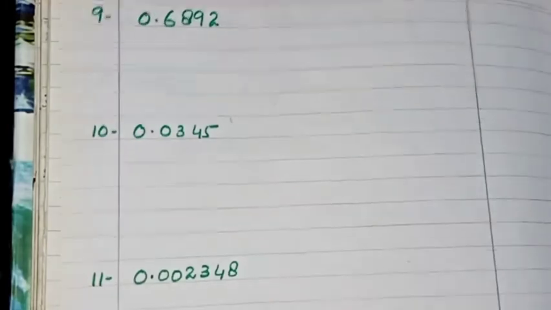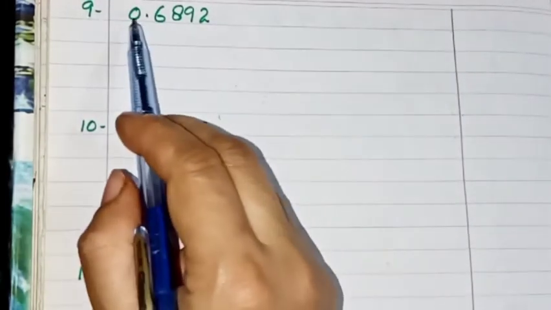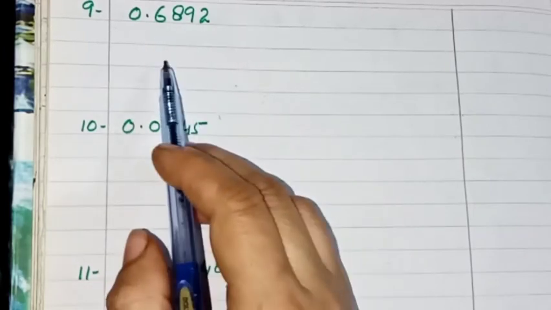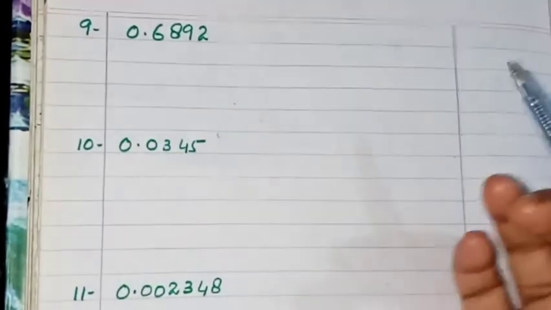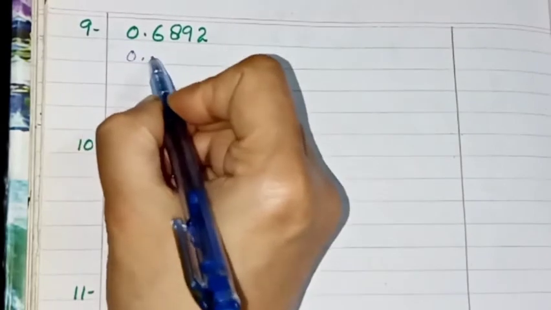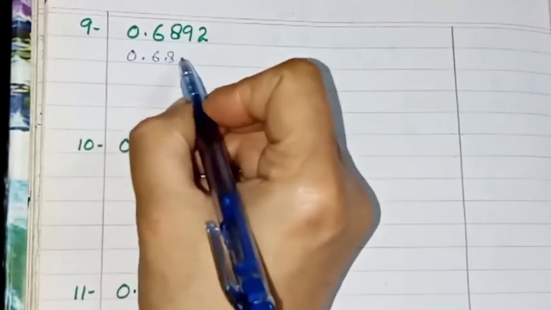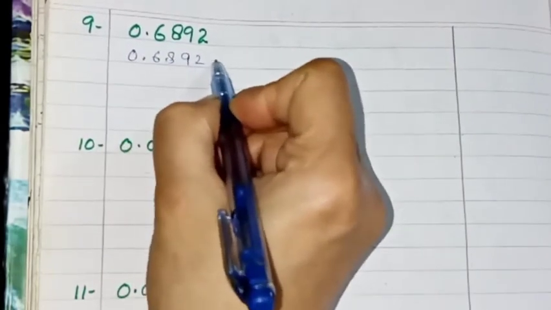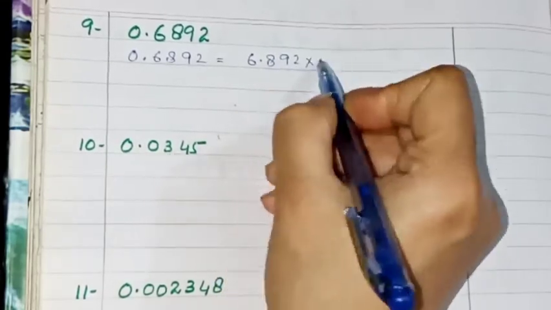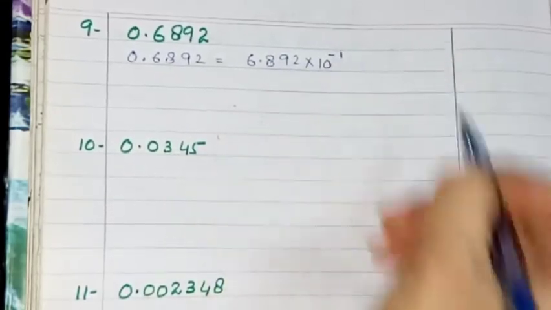0.9035. Yes, this time you have a number that is less than 1. We can do this one also by any method, by converting it into scientific notation or not. I am doing this one by converting it into scientific notation. So we can write 0.6892 equals to 6.892 times 10 raised to the power minus 1 this time.